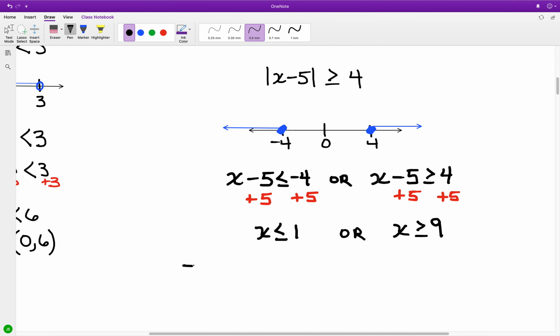Okay. And for what we have in interval solution terms, for x is less than or equal to 1, we have this case.